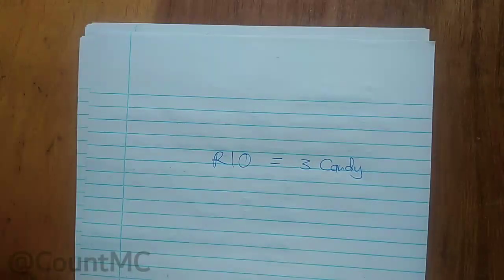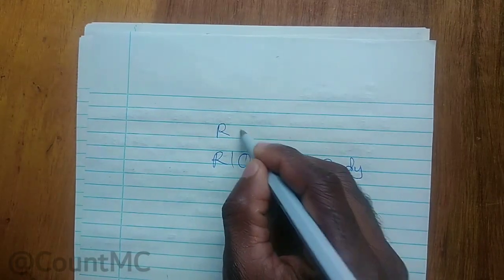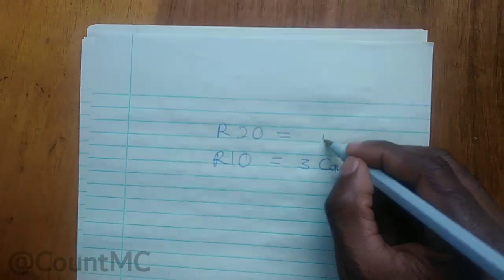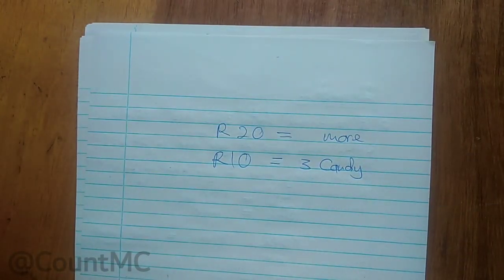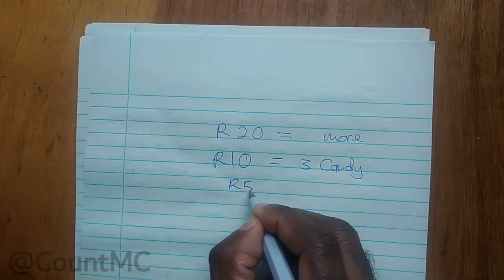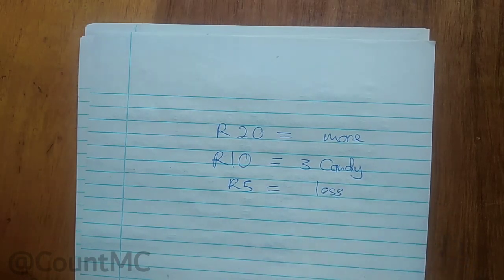So what you are saying about direct proportion is this. If you've got 10 rand, let's say you can buy 3 candy. So if you've got more money, like 20 rand, we expect you to buy more candy. Okay? If you've got less money, like 5 rand, we expect you to buy less candy.